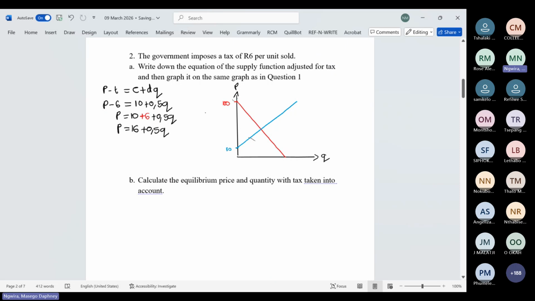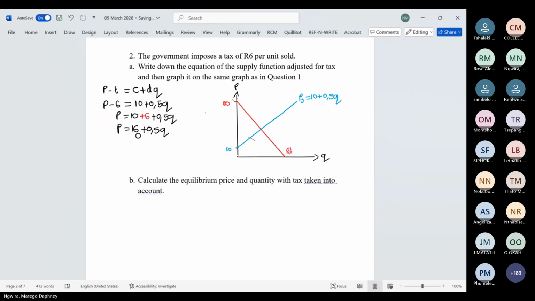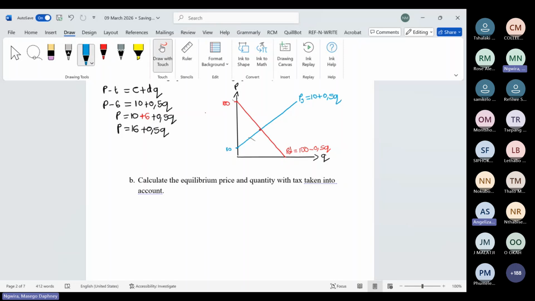Okay, so this is our PS, which is equal to 10 plus 0.5Q. And then our demand, it's PD, is equal to 100 minus 0.5Q. So 10 is where your graph starts, 100 is where your graph starts. And then now this point is our equilibrium. We all know that. This one is equilibrium.